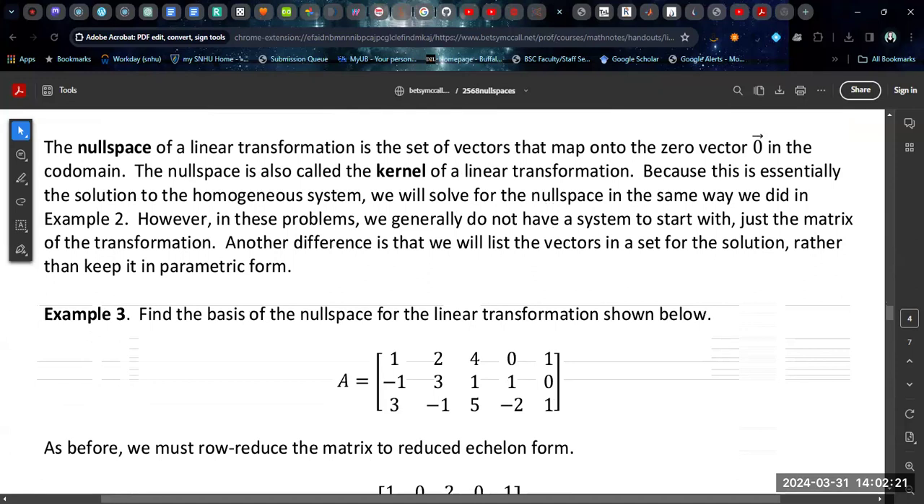Now, when we consider the null space of a linear transformation, that is just defined as the set of vectors that map onto the 0 vector in the codomain. The null space is also sometimes called the kernel of a linear transformation, because this is essentially the solution to the homogeneous system, because we're taking a matrix, multiplying it by a vector, and mapping it onto 0. That's our homogeneous solution. We basically will solve for the null space in the same way that we did in our previous examples. However, in these problems, we generally don't have an explicit system to start with, just the matrix.